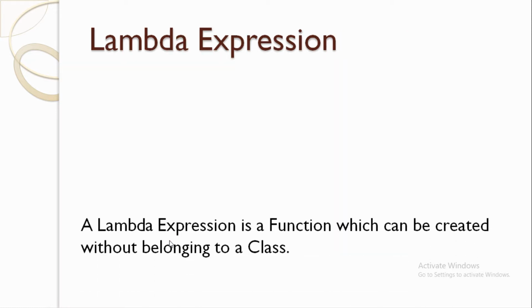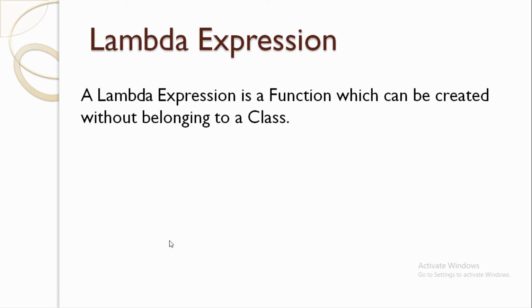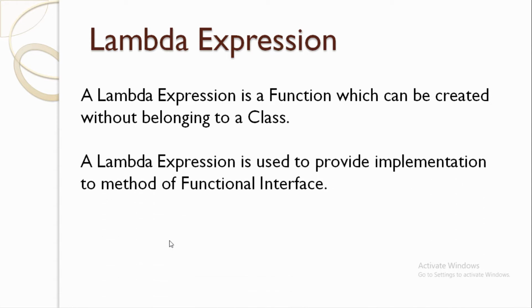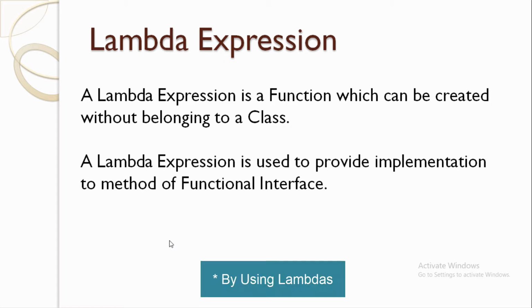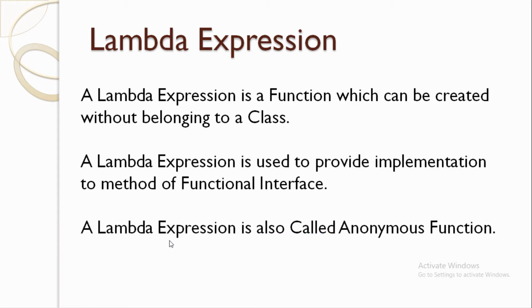So lambda expressions. A lambda expression is a function which can be created without belonging to a class. So there is no class that belongs to this lambda expression. So this is the first thing. The second thing is a lambda expression is used to provide implementation to the method of a functional interface, right? So we have a functional interface in which we have a method, and we implement that method by using lambda expressions. And the third thing is a lambda expression is also called an anonymous function.